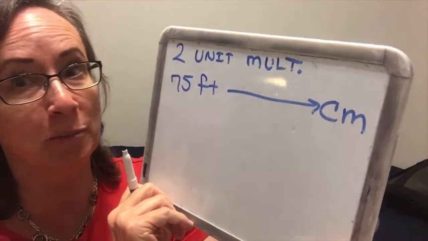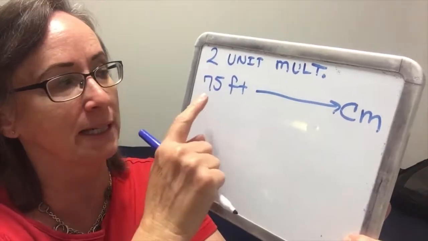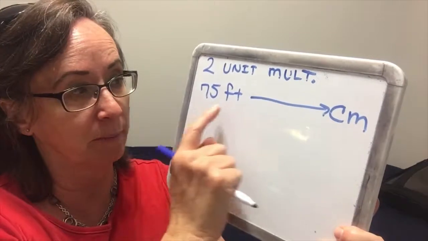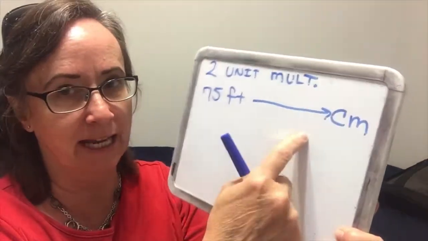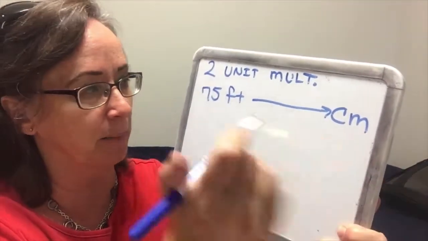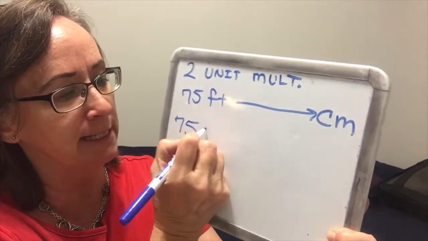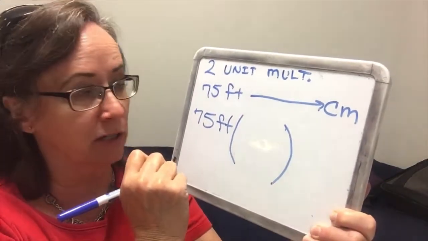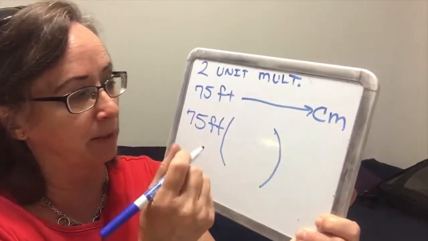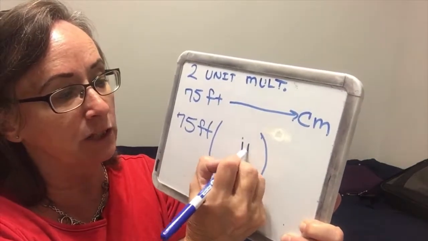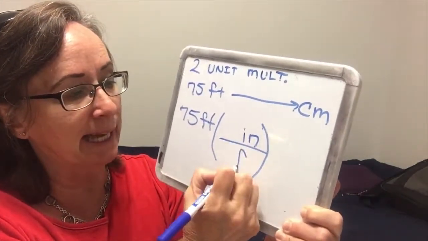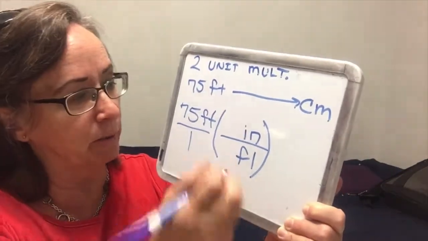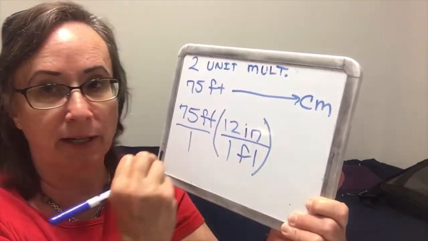So now we have 2 unit multipliers that we're going to use to get from 75 feet to centimeters. So I'm glad they said 2, because we need to go from feet to inches, and then from inches to centimeters. So 75 feet, and we're trying to get to inches first because we know how to get from inches to centimeters. So if we want to go to inches, don't we want inches on the top? And we want to cancel feet, so don't we want feet on the bottom? So then we have to make this true, so we're going to put 12 inches is 1 foot.